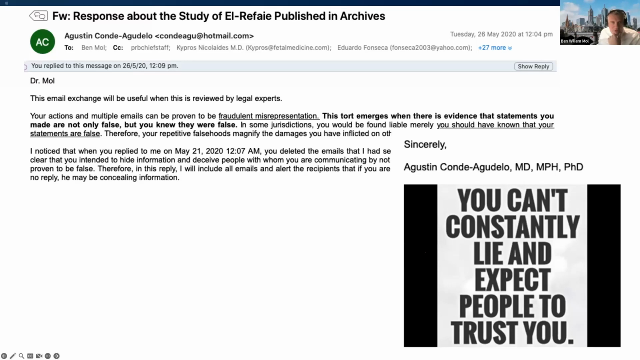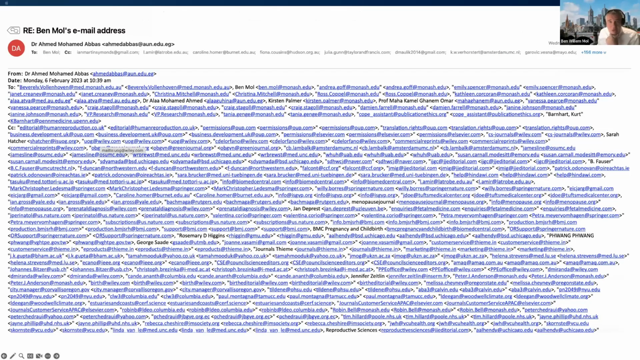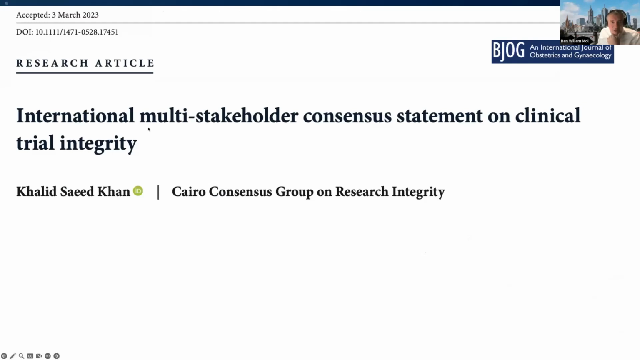The paper that we discussed is retracted now. And this is another type of email that is sent by fabricators who start to accuse me in very wide CCs. And the latest one is from last week. BJOG, one of the leading obstetric journals, has now published an international multi-center stakeholder consensus statement on clinical trial integrity, done by, what's in the name, the Cairo Consensus Group on Research Integrity, where if there are not fabricators in that group, then they are very close to fabricators.